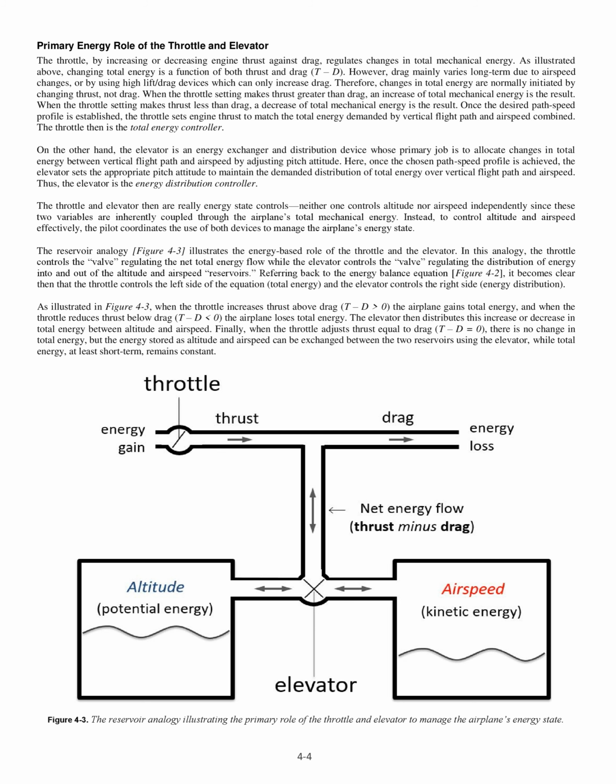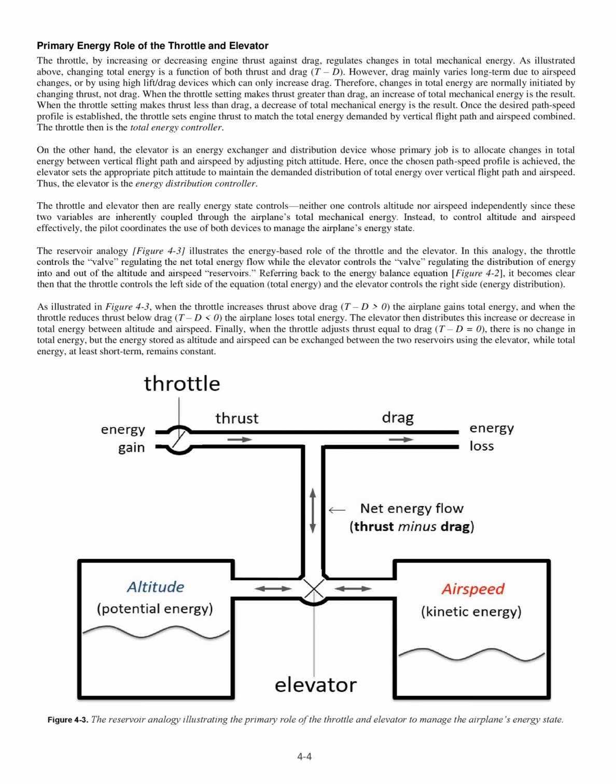Instead, to control altitude and airspeed effectively, the pilot coordinates the use of both devices to manage the airplane's energy state. The reservoir analogy illustrates the energy-based role of the throttle and the elevator. In this analogy, the throttle controls the valve regulating the net total energy flow, while the elevator controls the valve regulating the distribution of energy into and out of the altitude and airspeed reservoirs. Referring back to the energy balance equation, it becomes clear then that the throttle controls the left side of the equation, total energy, and the elevator controls the right side, energy distribution.